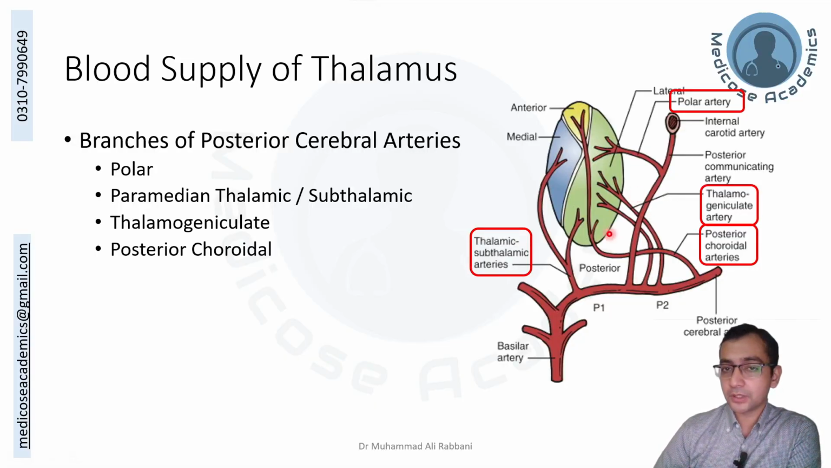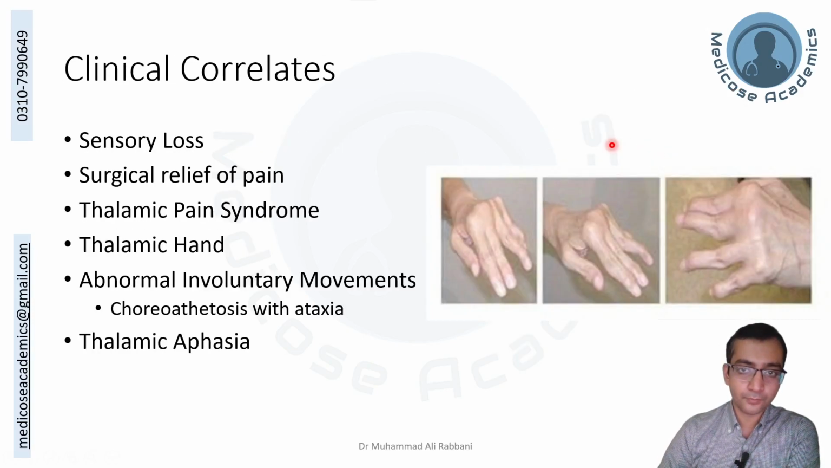These are the major ones on the lateral aspect. This is the major one on the medial aspect. And then there are also posterior choroidal arteries that go all the way to the front to supply the choroid plexus. Do you remember? The foramen of Monro was in front of it, and the choroid plexus was passing through it and above it. So it runs above it to the front. And from the posterior communicating artery, there is the polar artery.